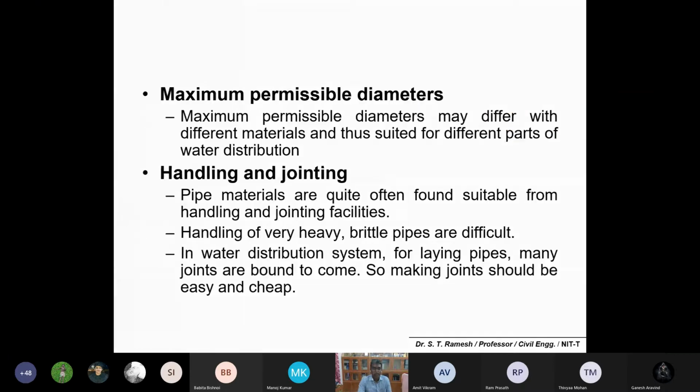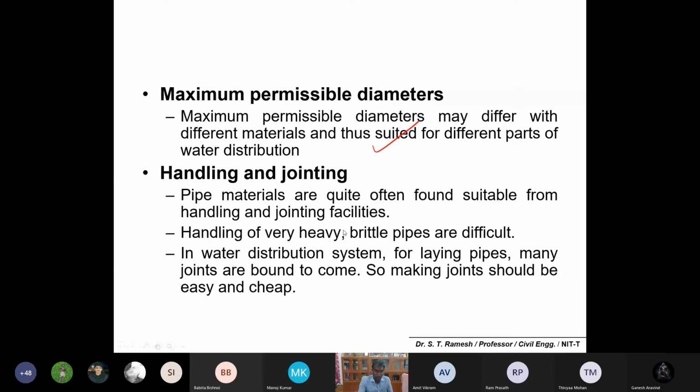Okay, whatever pipe you select, that's a conveyance system. The pipe materials should be available in a variety of diameters. Maximum permissible diameters may differ with the different materials and thus be suited for different parts of water distribution. The maximum permissible diameter should be available, and the pipe should be easy to handle, easy to connect, easy to lay, and easy to make joints. So these are some of the points you have to remember. Easy handling and easy joining.